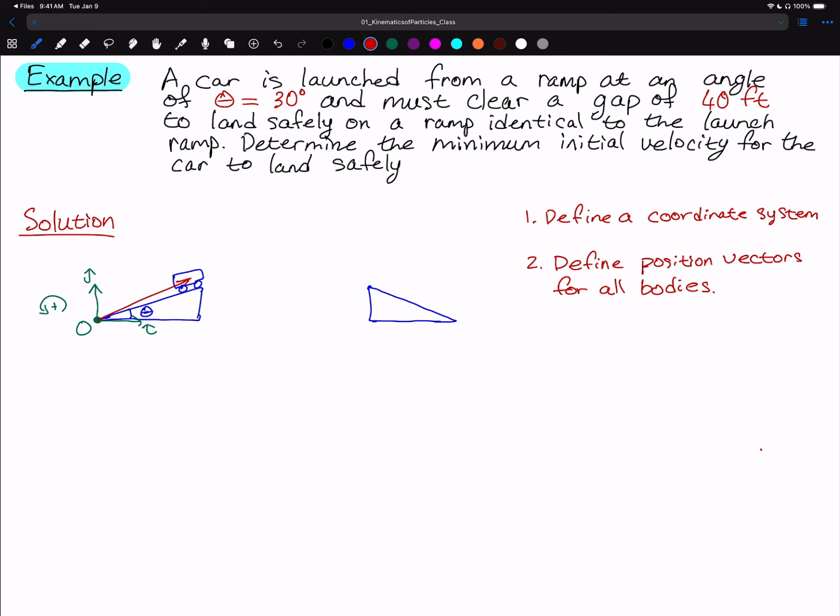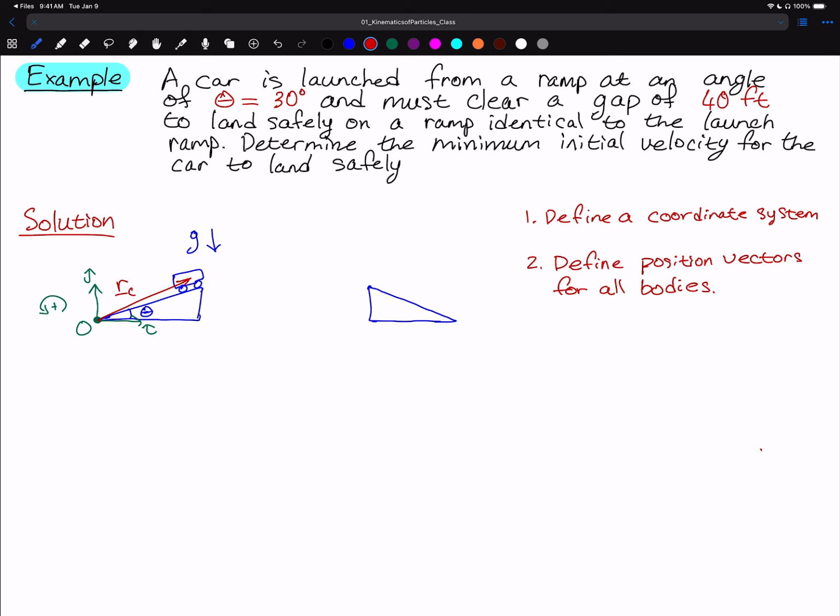So from our origin, and let's just label this the origin, from our origin to the cart, and we're treating this cart here as a particle, we'll have our position vector RC. And then let's not forget that gravity is included in this. So let's add gravity there, and it's launched off at an angle of 30 degrees, and we want to determine the minimum initial velocity needed for the car to land safely.